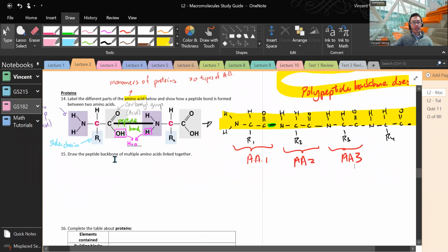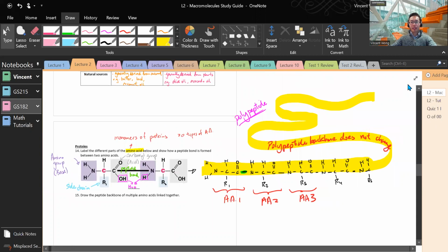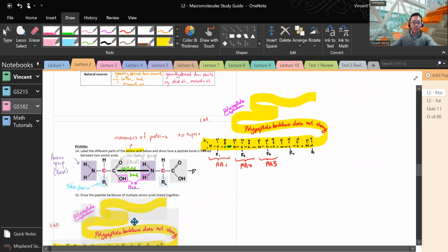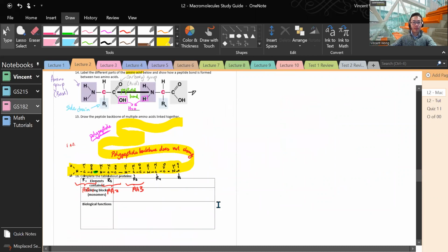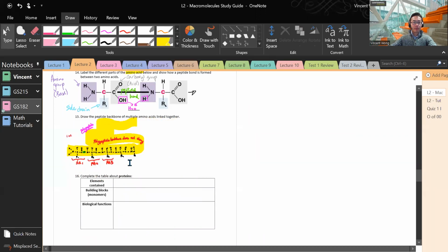Draw the peptide backbone of multiple amino acids linked together. Oh, okay. So that's what I did here. I just forgot that there's a question for it. So I'll put it here, and that would be it. There we go. You can copy that after if you want to.